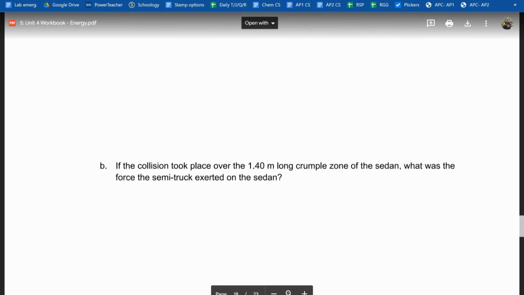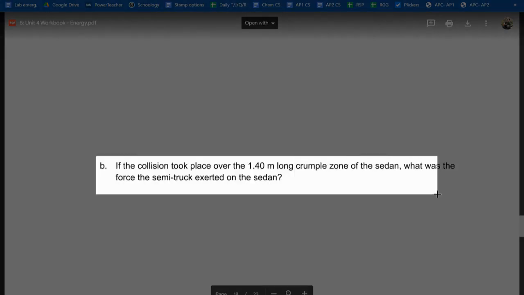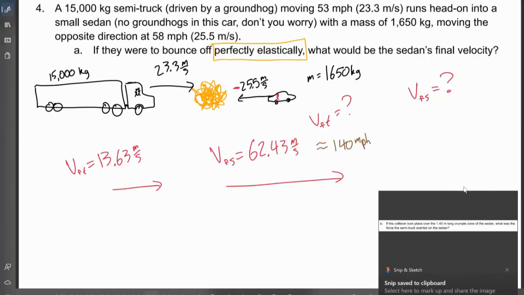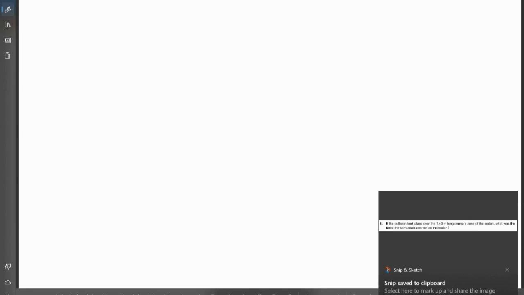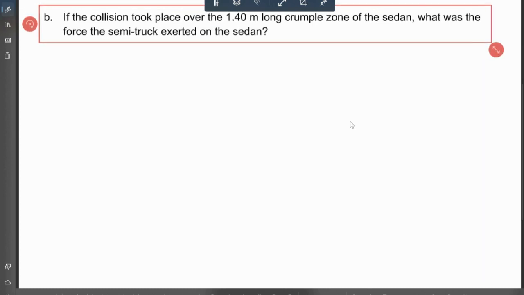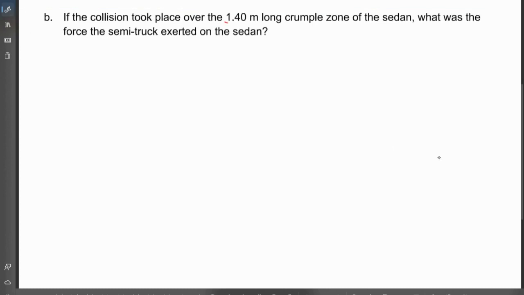Part B: if the collision took place over the 1.4 meter long crumple zone, what was the force that the semi-truck exerted on the sedan? We're still going to use the perfectly elastic collision number because we've done that. I give you 1.4 meters, that's a distance, and I ask for the force. If I give you force and distance in the context of a collision, what might we be doing? Work equals force times distance, but it's F d cosine theta.